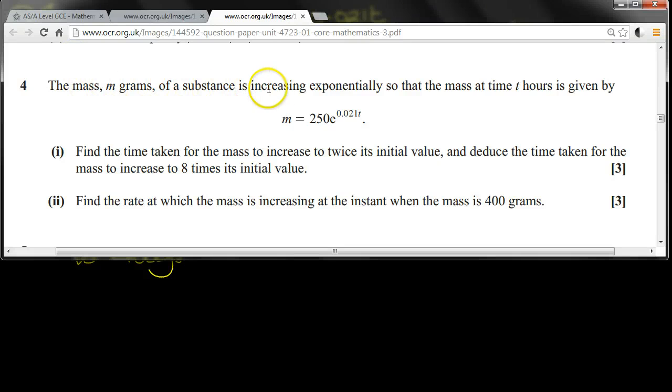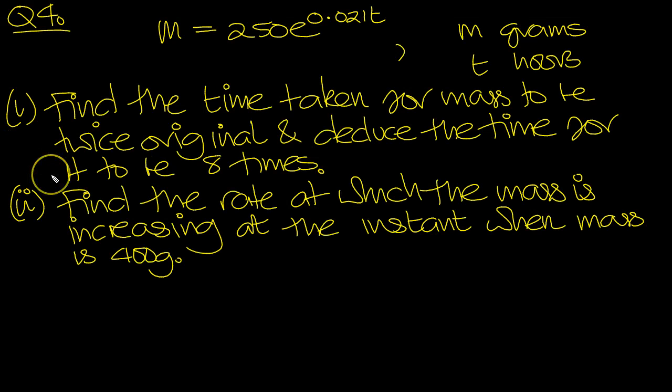The mass m grams of a substance is increasing exponentially so that the mass at time t hours is given by this equation. Find the time taken for the mass to increase to twice its initial value, and deduce the time taken for the mass to increase to 8 times its initial value. Find the rate at which the mass is increasing at the instant when the mass is 400 grams. Let's have a look at this then.